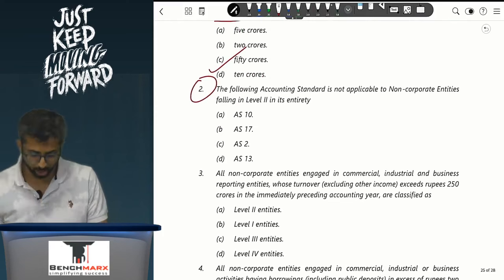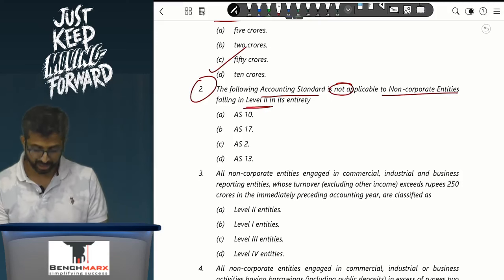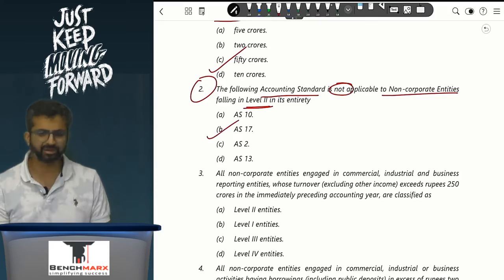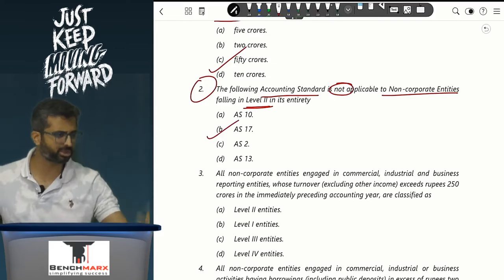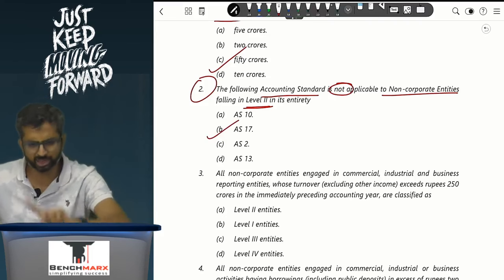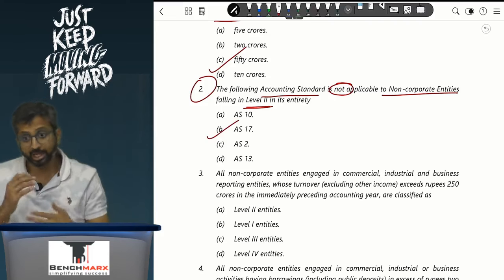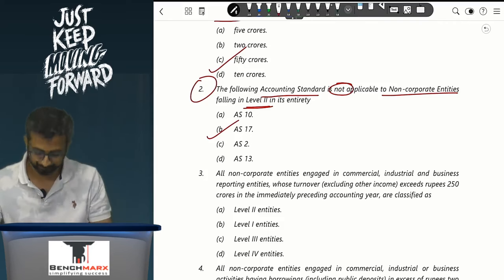Currently, eventually you will. The following accounting standards are not applicable to non-corporate entities falling in the level 2 hierarchy. Yes, 10, 17, 2 and 13. 17 and 3 are two standards. 17 is segment reporting, 3 is cash flow statement. So, those will not apply. Other standards, we do not know yet. We have not yet studied it. So, you can circle this and keep it. But for such an MCQ, you should know which standards are not applicable.